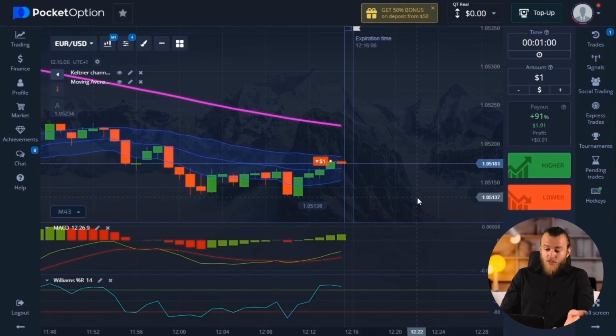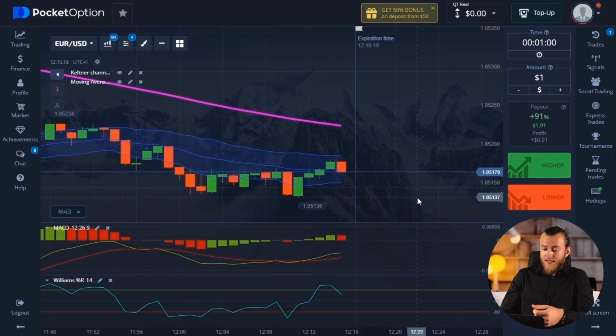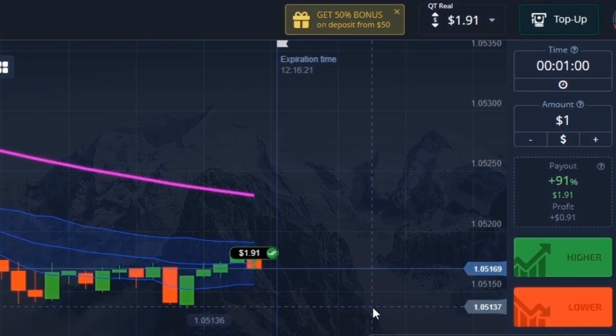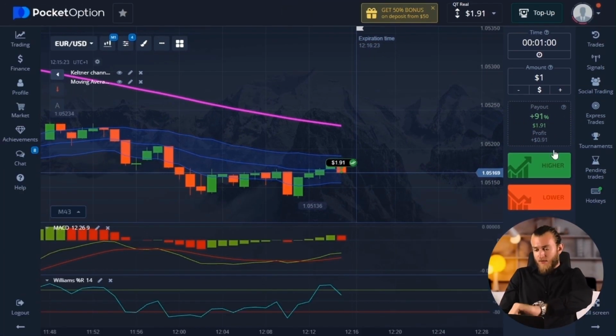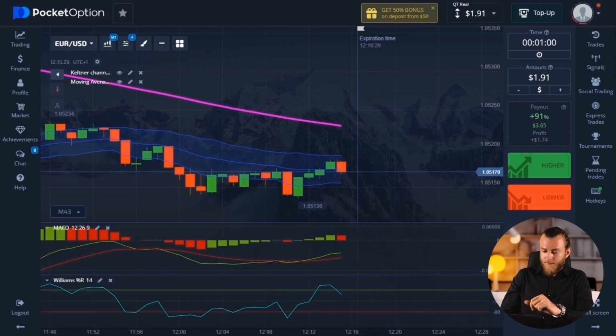I'm waiting for a decrease to the middle line of the Keltner channel, or lower if the market has enough strength for it. My forecast is working out. At the same time, pay attention, the Williams line is only now starting to turn around and exit the oversold zone. Good, the start is done, still no $2 on balance, but it's fine. I increase the investment size and move on to find the next deal.